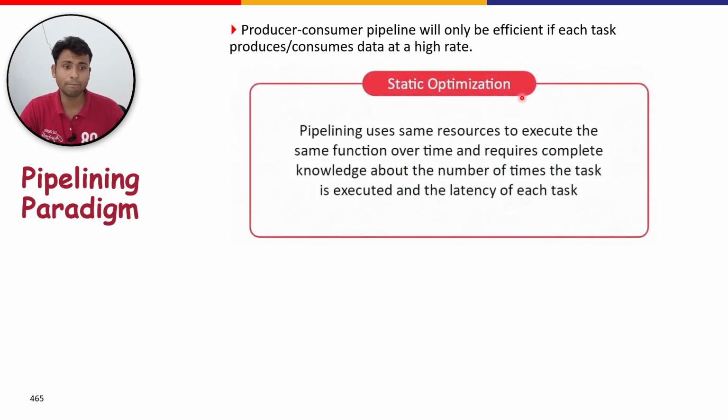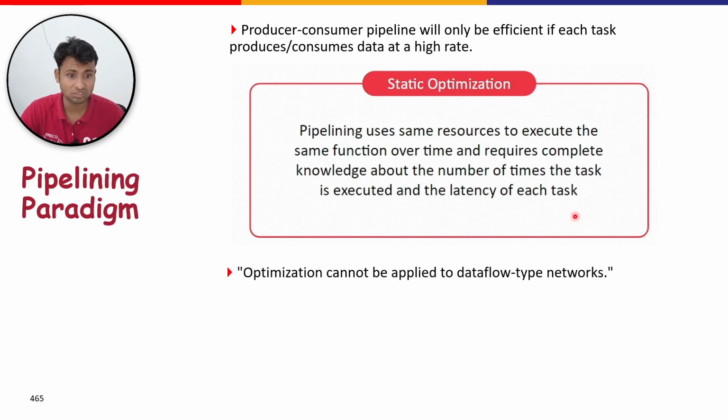Due to the way pipelining uses the same resources to execute the same function over time, it is considered to be static optimization, since it requires complete knowledge about the number of times the task is executed, and the latency of each task also has to be known. Because of this, the optimization cannot be applied to data flow type networks where the number of task executions and the latency of the tasks can be unknown as they are a function of the input data.